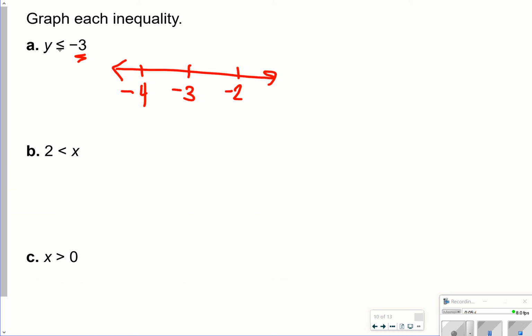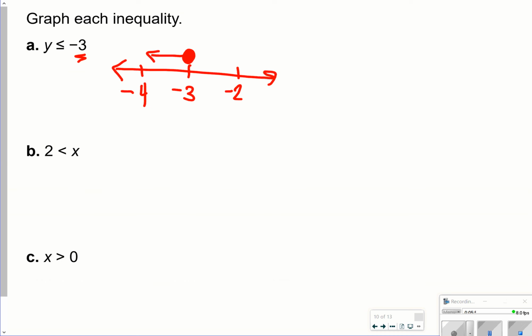Since it has a line underneath the inequality symbol, that's a closed circle, and it says y is less than or equal to negative 3, so I'm going to point to everything that's less than negative 3. So closed circle pointing left.